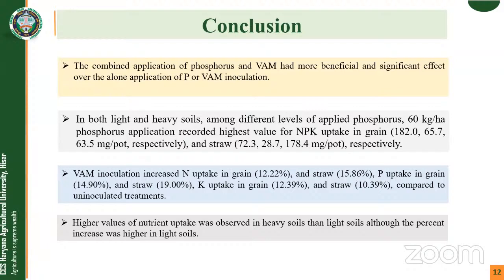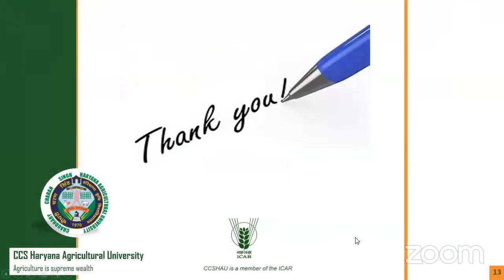And VAM inoculation also increases the nitrogen uptake in grain and straw by 12.2% and 15.8%, and phosphorus uptake by 14.9% in grain and 19.00% in straw. And higher values of nutrient uptake were observed in heavy soils than in light soils. Thank you.